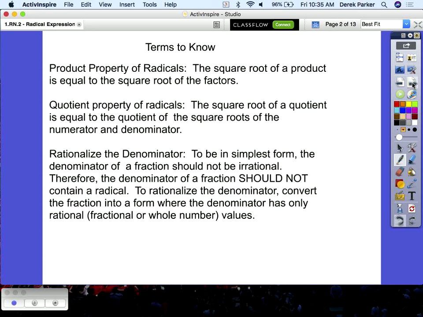To be in simplest form, the denominator of a fraction should not be irrational. Remember, irrational is any number that cannot be written as a fraction. For example, pi, square root of 2, those are irrational. Therefore, the denominator of a fraction should not contain a radical. To rationalize the denominator, convert the fraction into a form where the denominator has only rational, fractional, or whole number values.